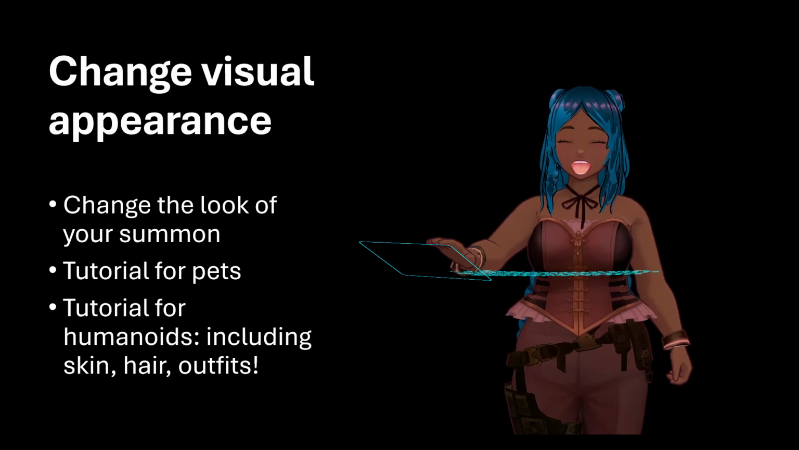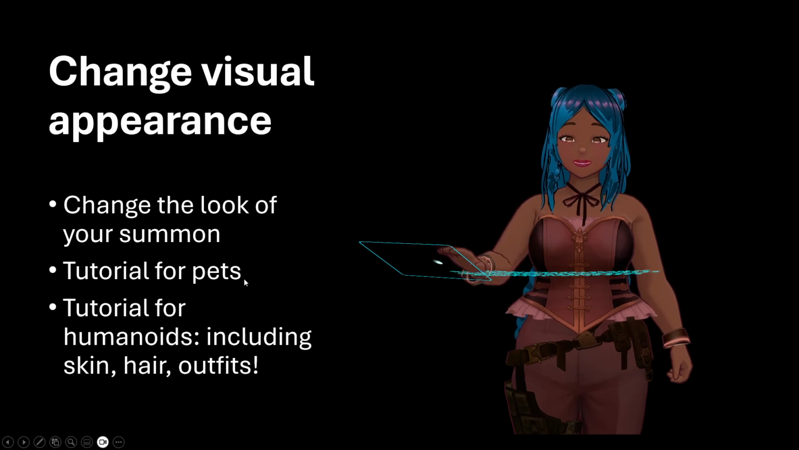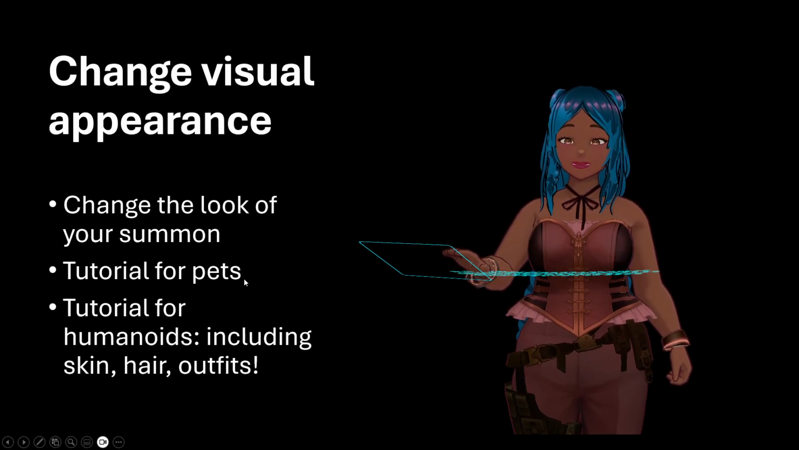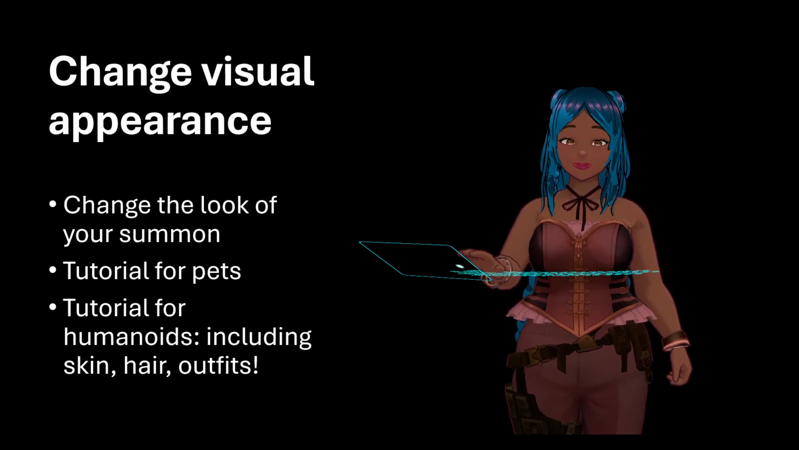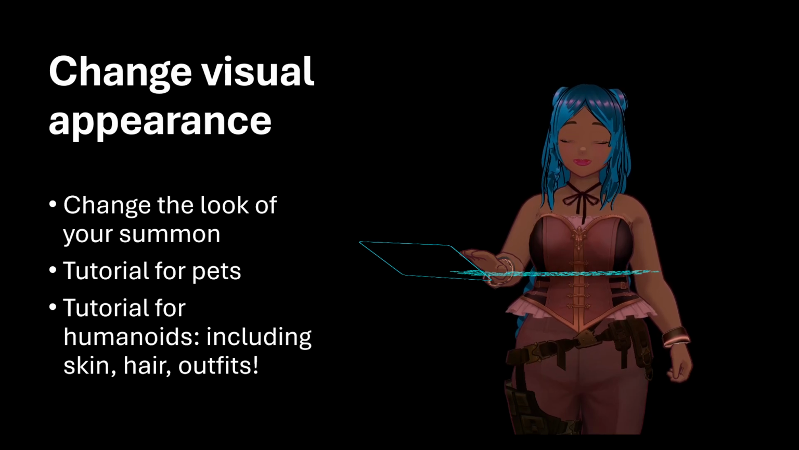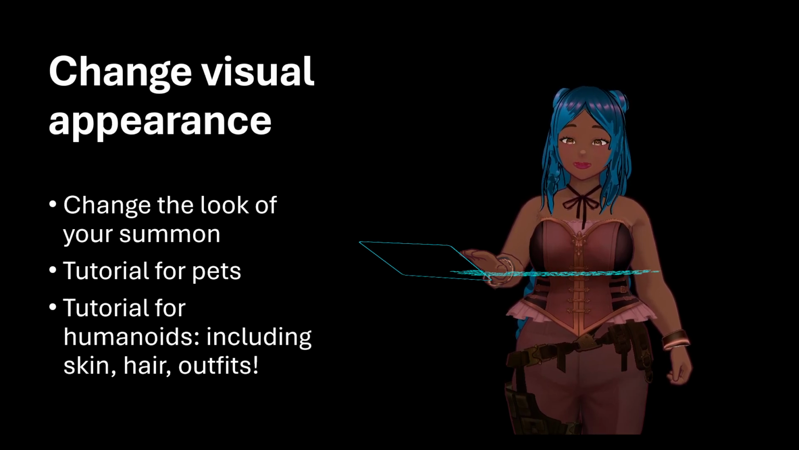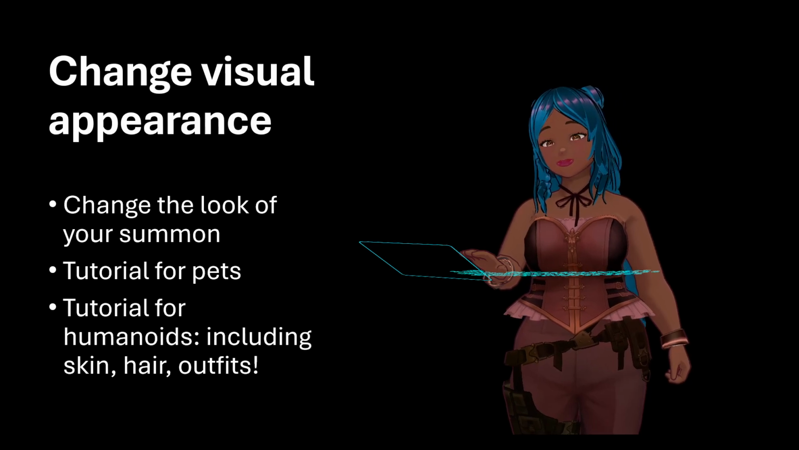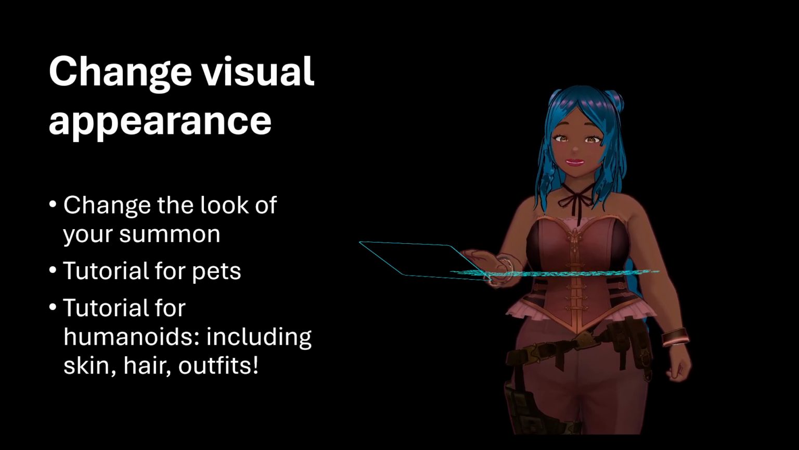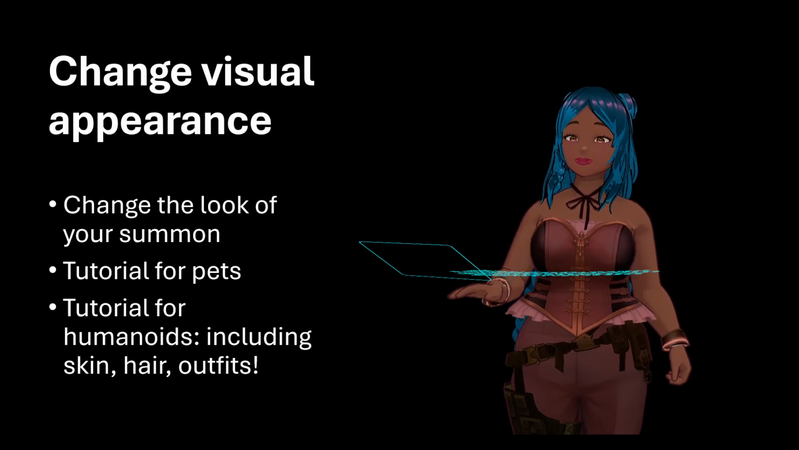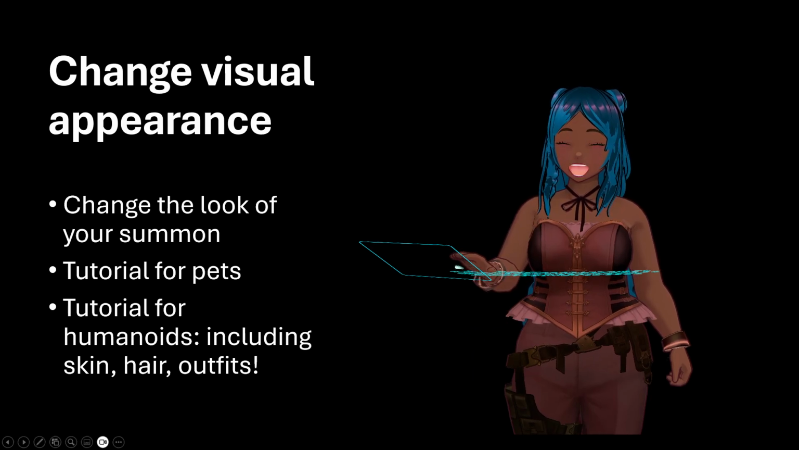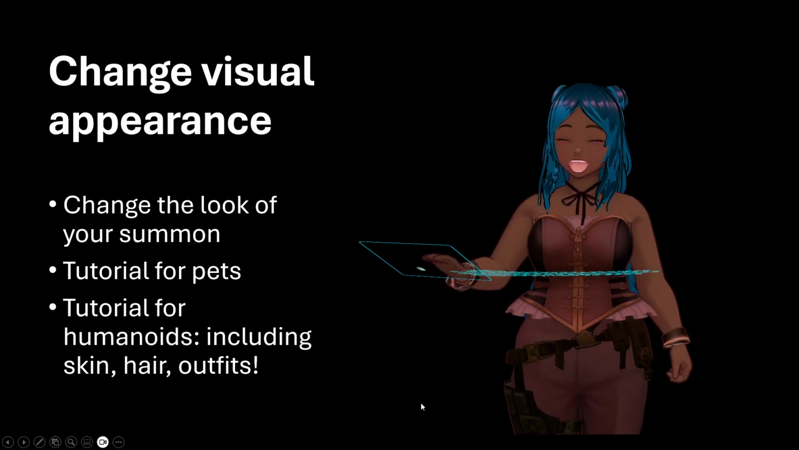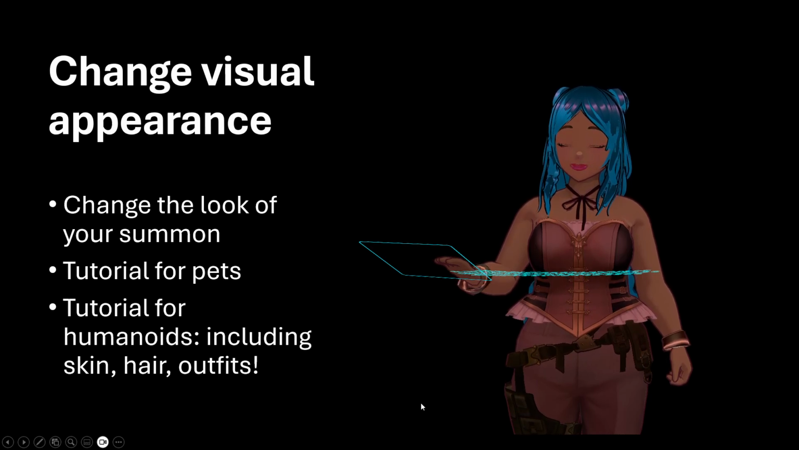So what does that mean? We're going to make a little tutorial for pets to change the appearance of pet summons like a squirrel. This works for cats and similar too. And we're also going to look into changing the appearance of humanoids, which is a little bit deeper. We're going to focus on including skin, hair, outfits, all of that exciting stuff. Let's get to it. By the way, this is my new avatar and I hope you like it.